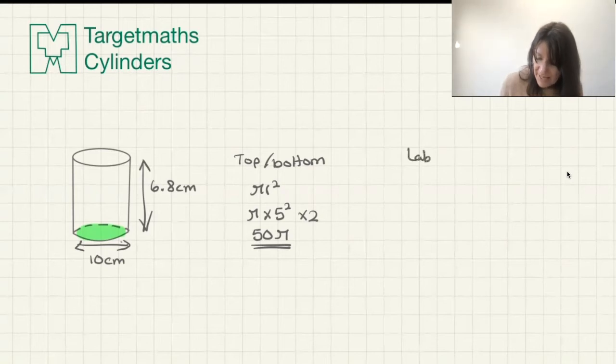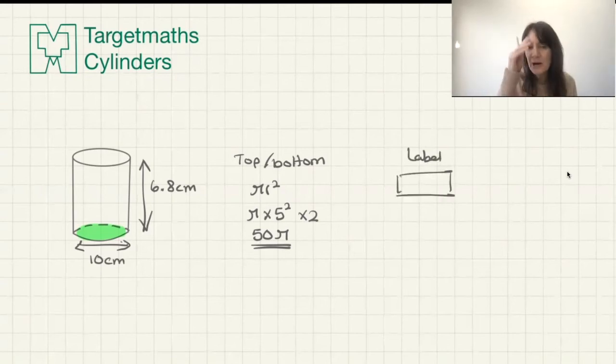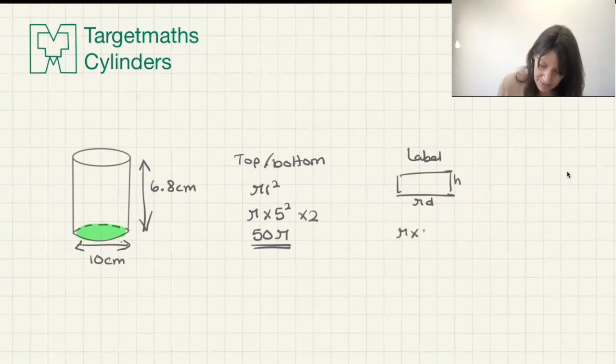I'm now going to do my label. Notice how I give myself things to help me. Do as much of this as you need to. In fact, the more you do, the easier it is to follow what stage you're at with your working out. So I know that that's pi d, and that is my height. So I've got pi times the diameter, which is 10, times the height, which is 6.8. I put all of that in, okay? 6.8 times 10 is 68. So I've got 68 pi.